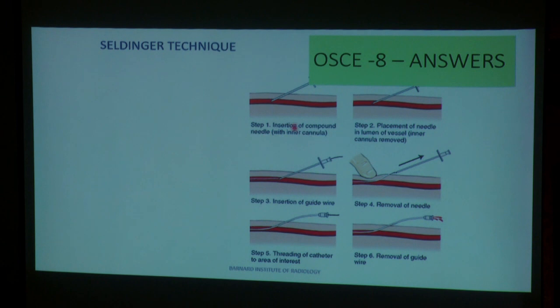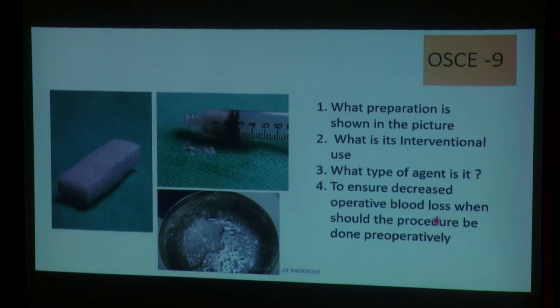So I think you will all know what a Seldinger technique is. We first put a needle into the femoral artery, and once you confirm that the blood is spurting, you insert the guide wire, hold the guide wire, remove the needle, and over the guide wire you put the vascular sheath, and then make sure that the sheath is having blood.